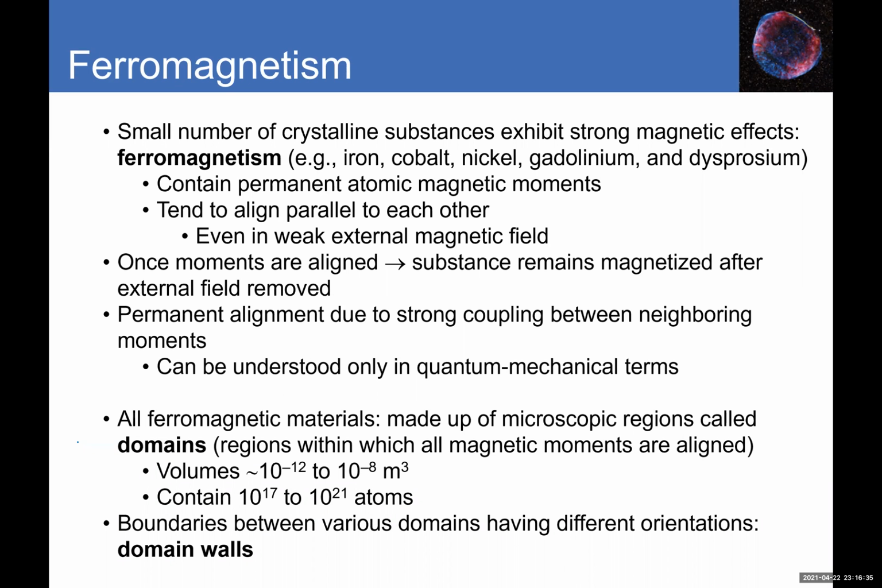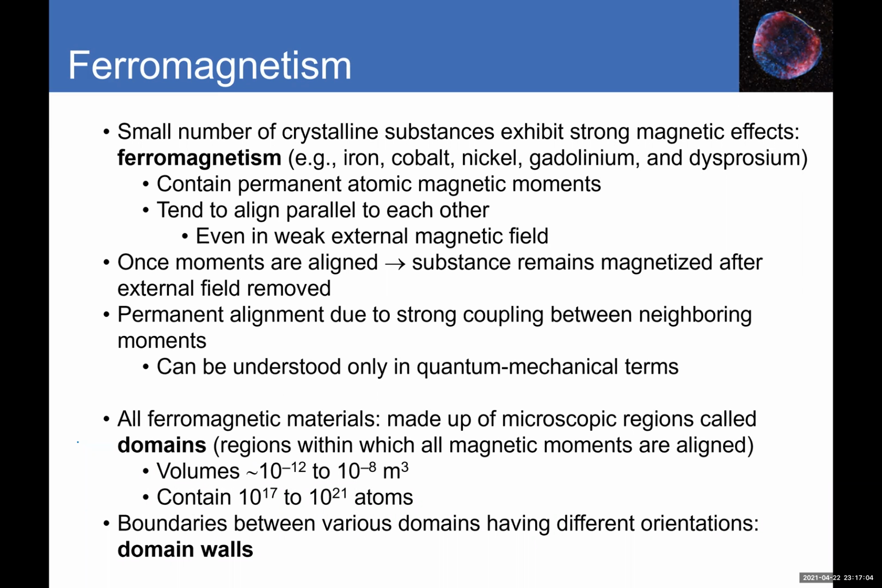What we have here is ferromagnetism, where a small number of crystalline substances exhibit strong magnetic effects, like iron, cobalt, nickel, and some other objects like that. That's why, for example, a magnet can pick up pieces of iron, like paper clips and things like that. What they do is contain permanent atomic magnetic moments.